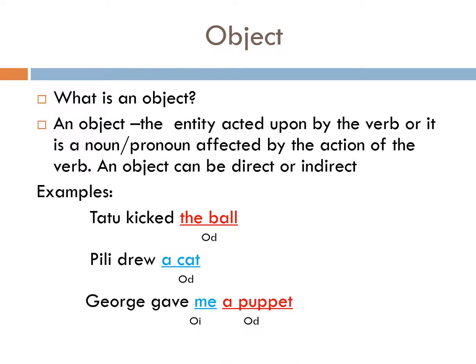George gave me a puppet. And here you have two objects, that is me and a puppet. In this example, the objects me and a puppet are acted upon by the verb gave. And in this example, we have the direct object, that is the puppet, and the indirect object, that is me.